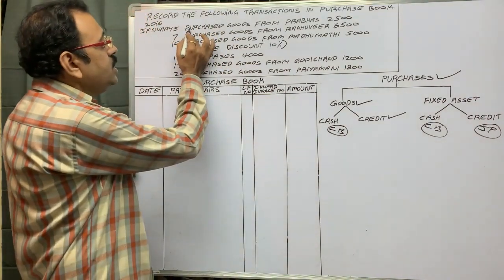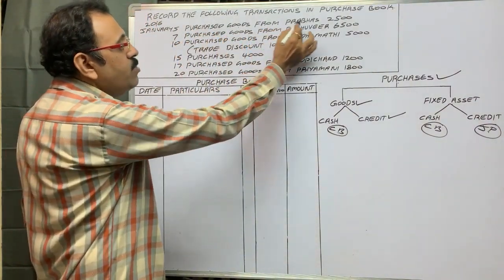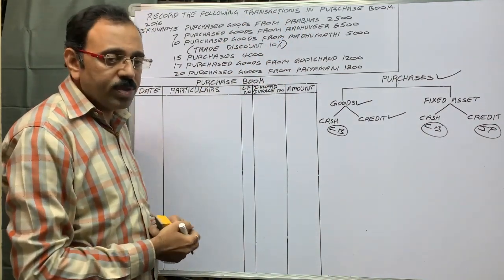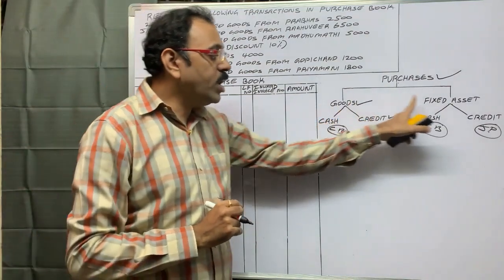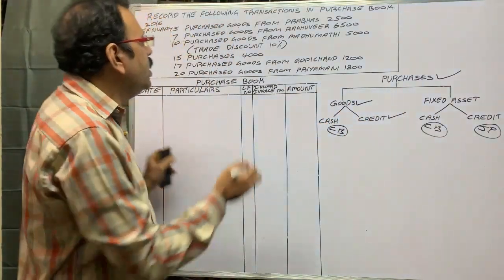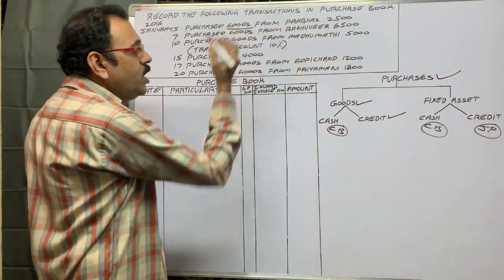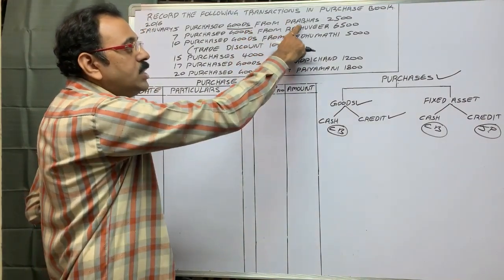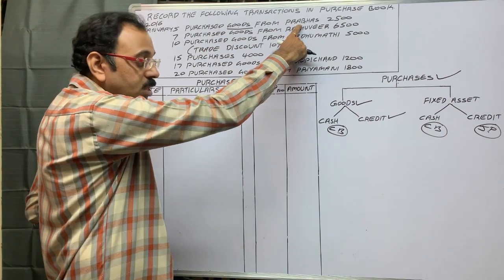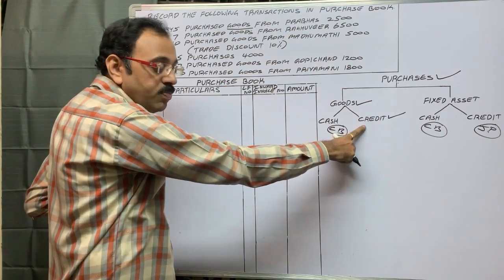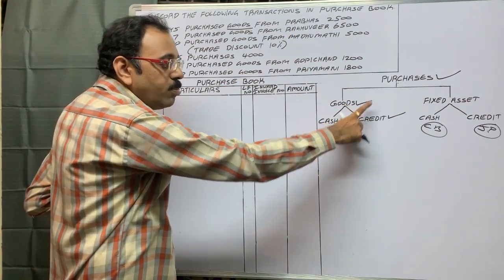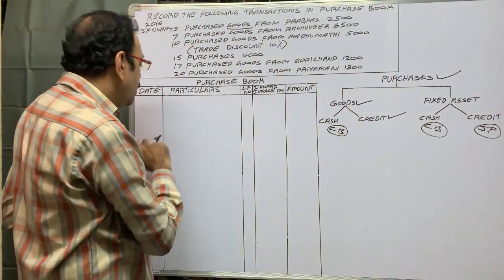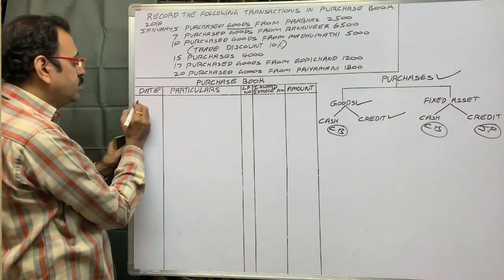First transaction is purchased goods from Prabhas. Two points we have to observe. First one, what we are buying. Clearly it is stated we are buying goods. Then the supplier's name is given, which means this is a credit purchase. So when goods are purchased on credit, we should record in the purchase book. Therefore, record this transaction.